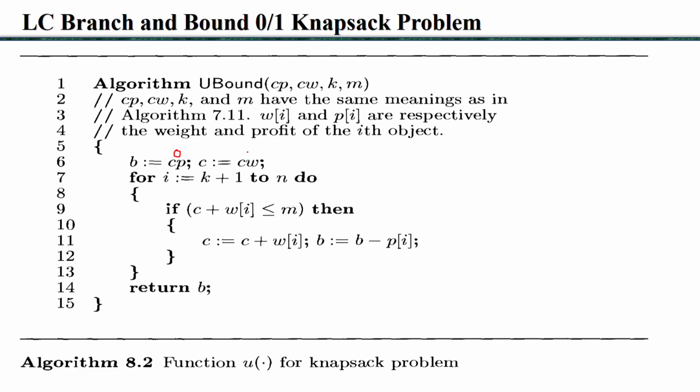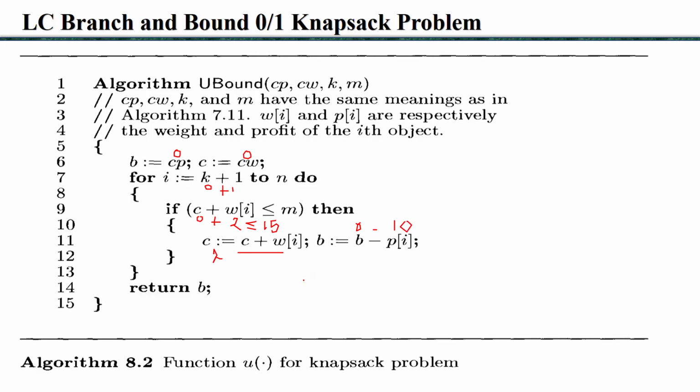And CW is current weight. So now at present I have not included any of the items. That's why it is 0. K index value, at present it is 0. So 0 plus 1, now i becomes 1. 1 to n you have to calculate. If CW is 0 plus the first item weight, the first item weight is 2 here. Is it less than or equal to your capacity, which is 15? If the condition is true, then you add up. 0 plus Wi becomes 2 now. Next is 0 and the profit of the first item, which is 10. So minus 10 is there.